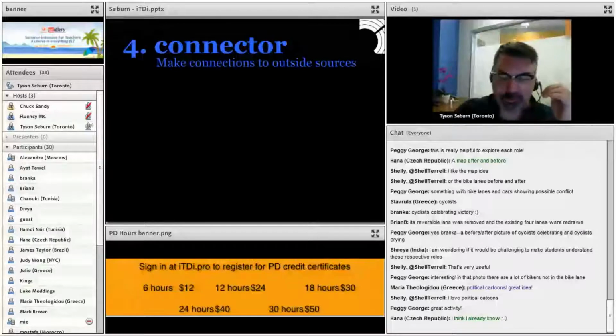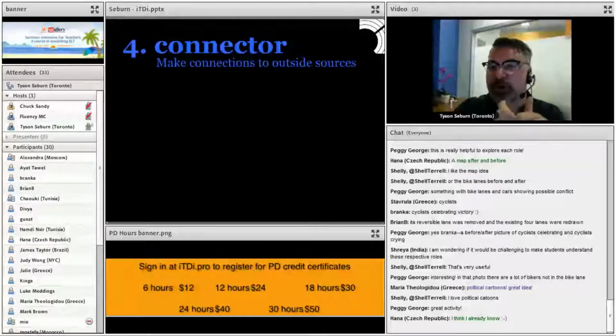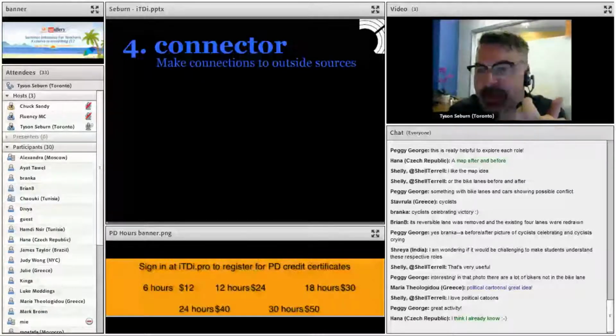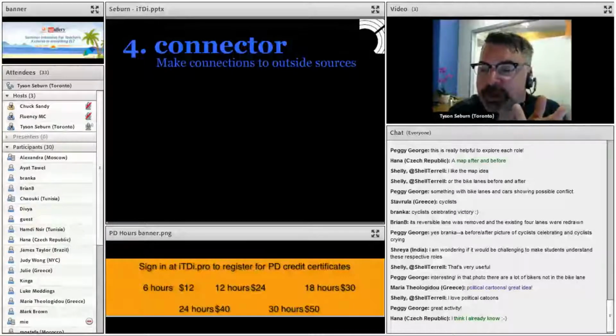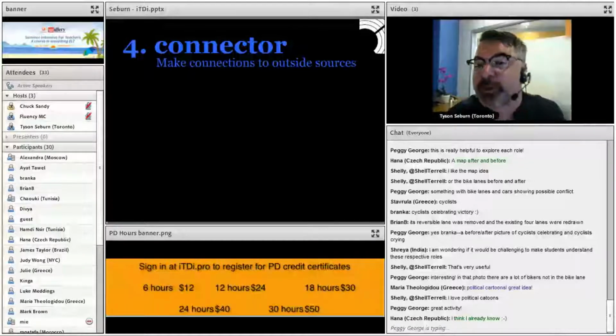What the connector is going to be doing is trying to make connections to outside sources. And by outside sources, I mean their own life, or other texts that they have read, or videos that they have watched, or newspaper articles, or things that are happening currently in the news. Something that's going to help them understand what's going on in this text simply because they're more familiar with whatever they're connecting it to. And we do this all the time.